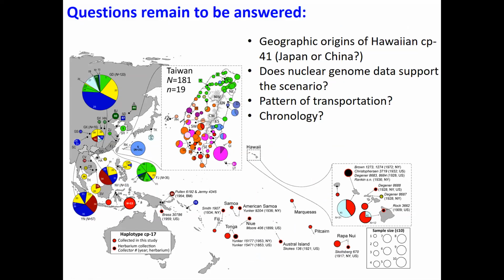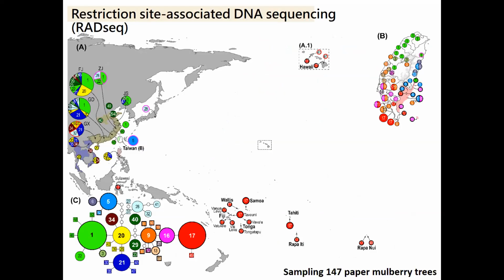But this study, published in 2015, has many unanswered questions. The first is, what is the geographic origin of Hawaii's CP41? And thus, can we use more genetic data, actually genomic data, to support the out-of-Taiwan scenario? Because of the lack of genetic variation within the Pacific, we don't know the exact pattern of transportation, and we also don't know when the tree was introduced into the Pacific. So we used a genomic tool, where we basically get much more DNA sequences to address this question.